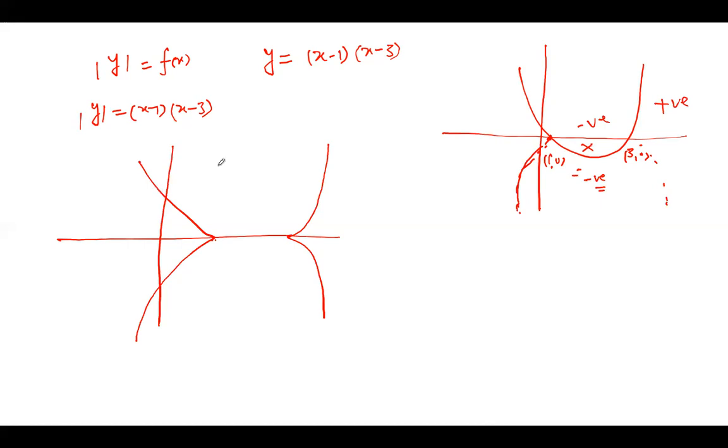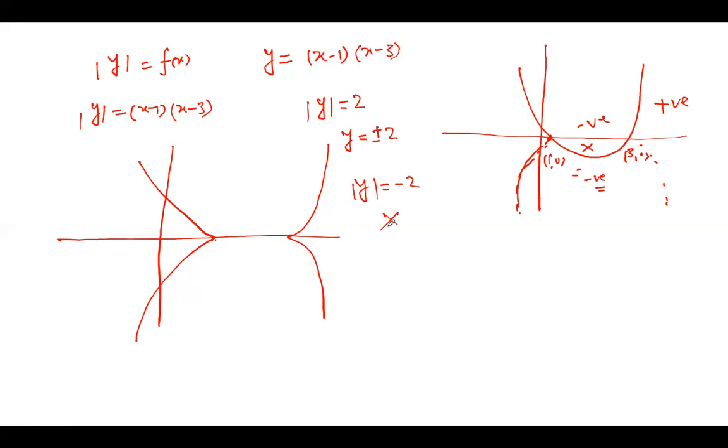Why are we doing this? We know that if |y| = 2, then the value of y is plus or minus 2. And if |y| = -2, no value of y is possible.